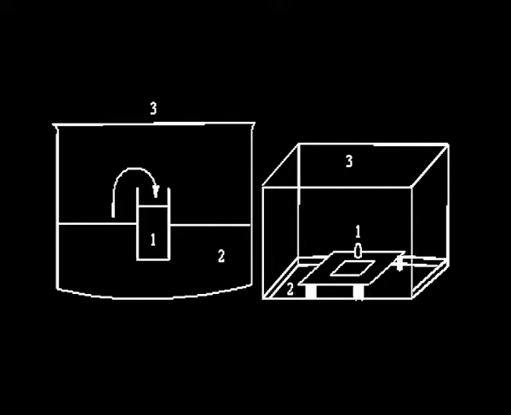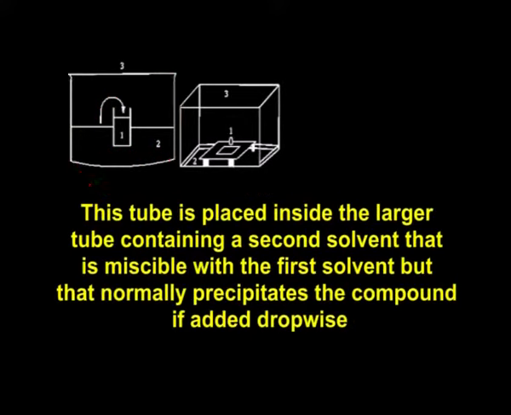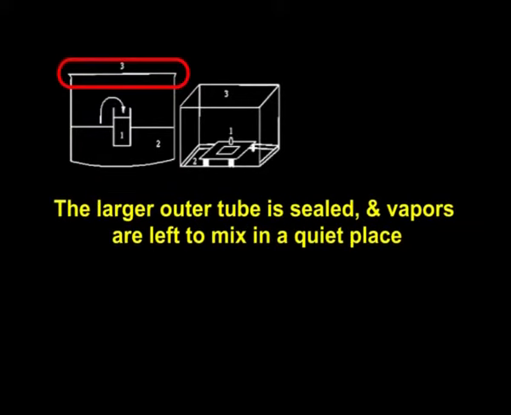Vapor diffusion method: as shown in figure 3, vapor phase method, the compound to be crystallized is dissolved in a small amount of solvent in a tube or a small flask. This tube is placed inside a larger tube containing a second solvent that is immiscible with the first solvent, but that normally precipitates the compound if added drop-wise. The larger outer tube is sealed and vapors are left to mix in a quiet place.